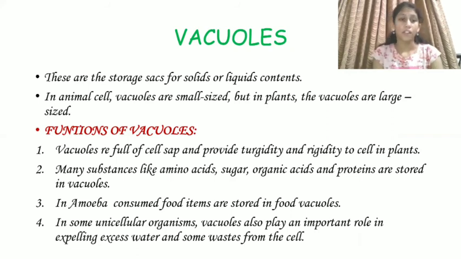Functions of vacuoles. Vacuoles are full of cell sap and provide turgidity and rigidity to the cell in plants. They give the shape of a plant. Many substances like amino acids, sugar, organic acids and proteins are stored in vacuoles. In amoeba, which is a unicellular organism, consumed food items are stored in vacuoles.